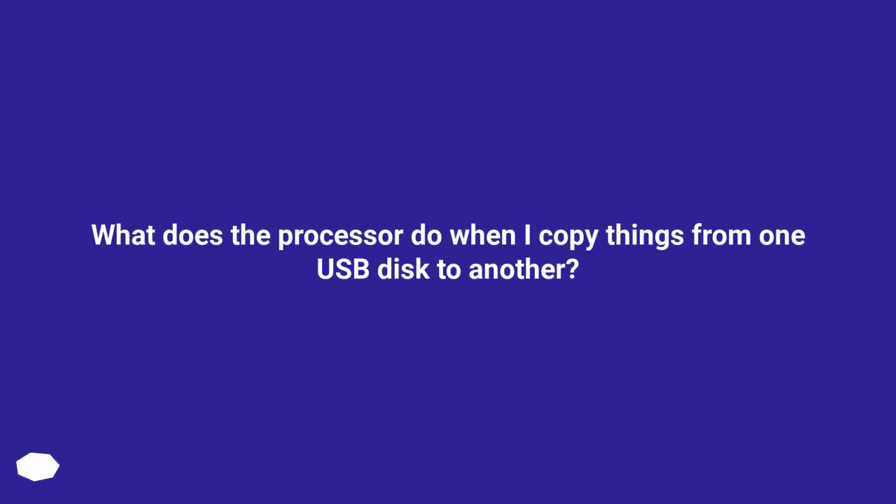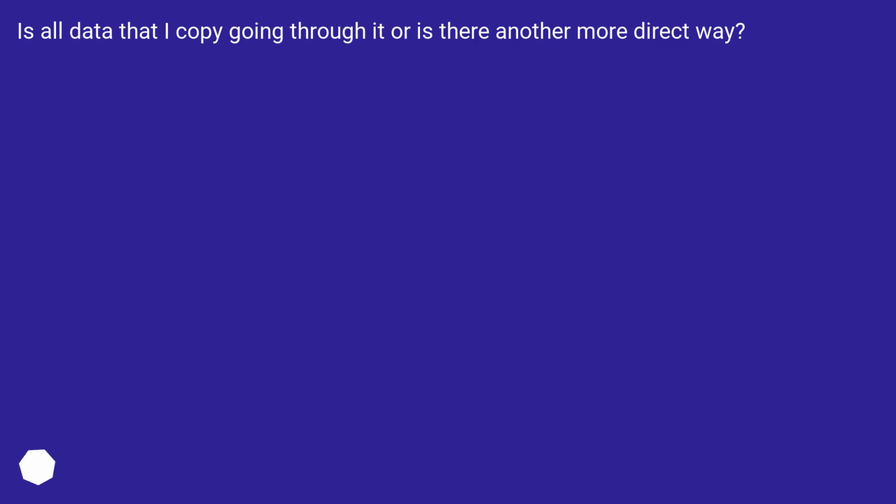What does the processor do when I copy things from one USB disk to another? Is all data that I copy going through it, or is there another more direct way?